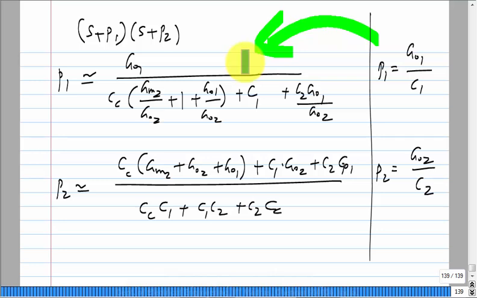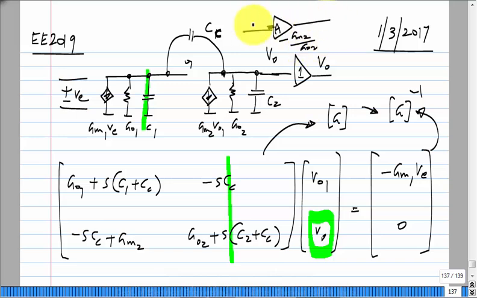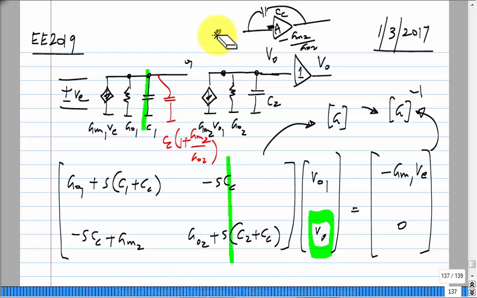CC into 1 plus? Yeah. So if we didn't do any analysis but just went with our Miller effect stuff, with the second stage gain being minus GM2 by GO2, and you connect CC across it, this is equivalent to what? CC times 1 plus GM2 by GO2. So let's say this was indeed the case, so it was exactly equivalent to that.